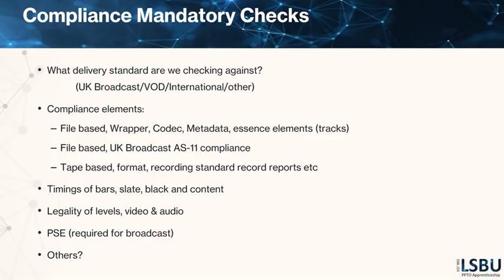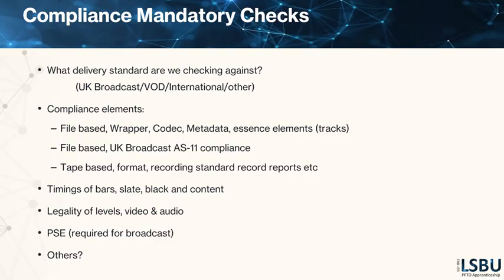So some of those compliance checks that are mandatory, we have to make sure that we have a delivery standard that we're checking against. As we said in the beginning, with the QC environment, it's really important that we have the right environment to QC, and that includes having the access to the kit, access to the files, and access to the specification. So if we've made a master and it's going out to the BBC, then we need the BBC specification, because that's what we're checking against.